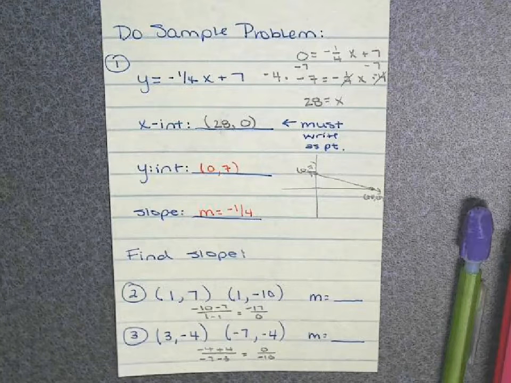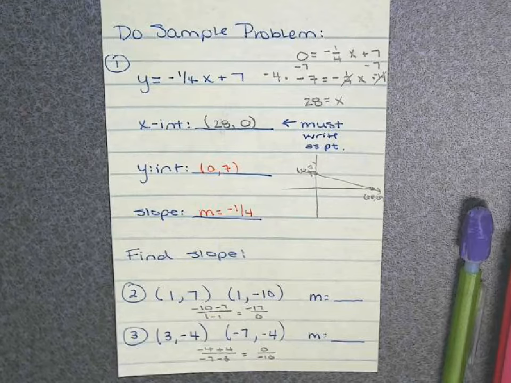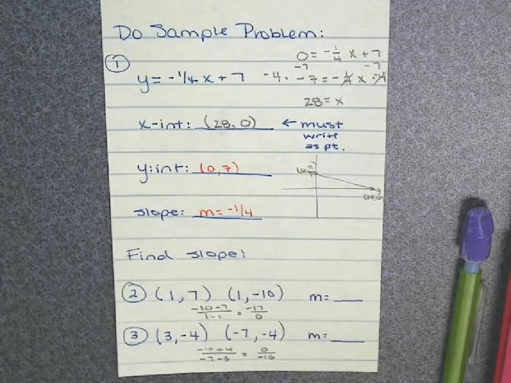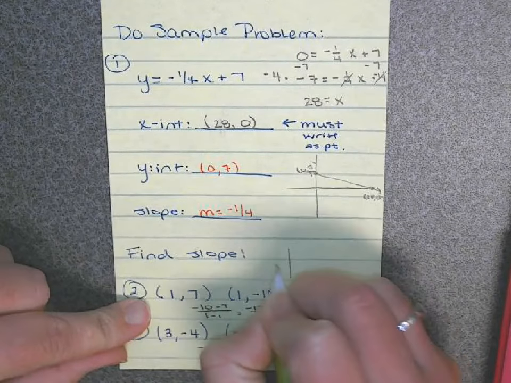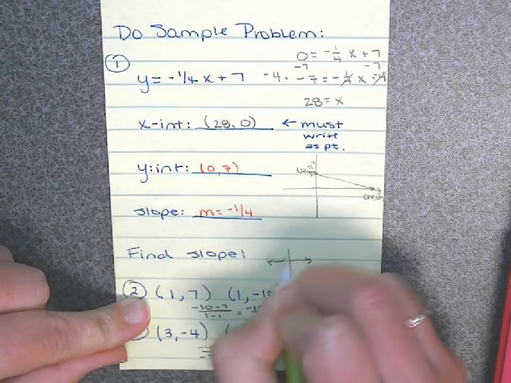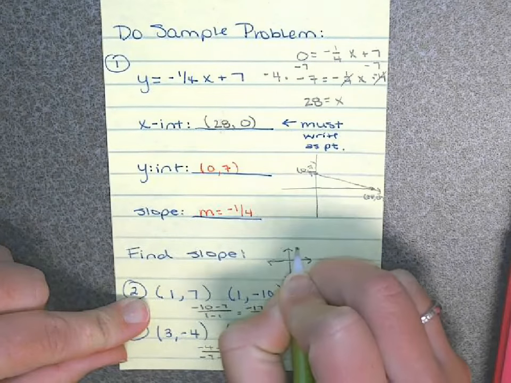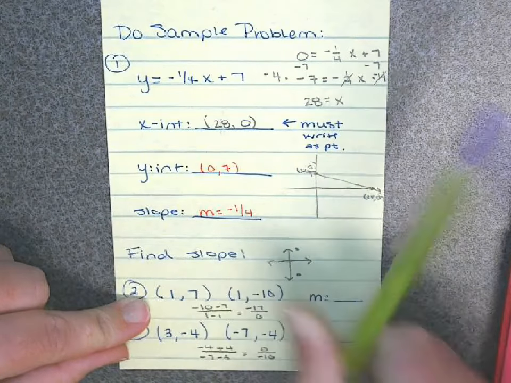What's it say on your calculator? It says error. What is that slope if I divide by 0? No. Your calculator told you error. It's undefined. Okay? And if you need to, sketch your graph here. Here are your axes. 1, 7 is here. 1, negative 10 is here.